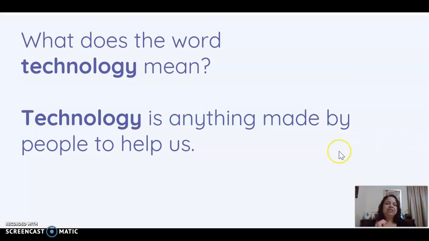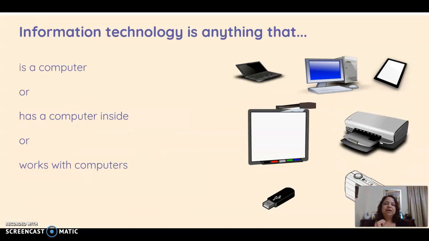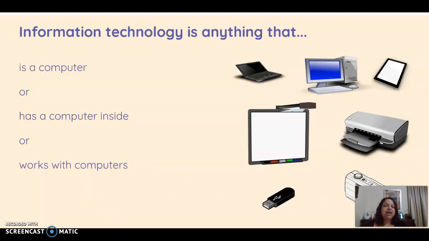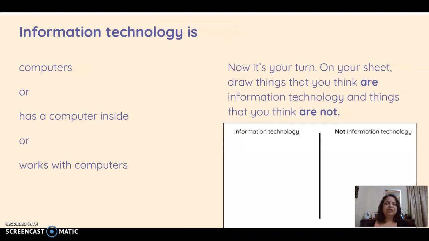Because technology is anything made by man to help us, but information technology are things that need computers to work, or they have computers inside of them. Well done. So I think now you can tell me what information technology is, don't you? So in your activity, when you finish the video, you are going to print. You don't even need to print the worksheet. If you don't have a printer, if you don't want to waste your ink, you can just write on a paper, information technology, not information technology.